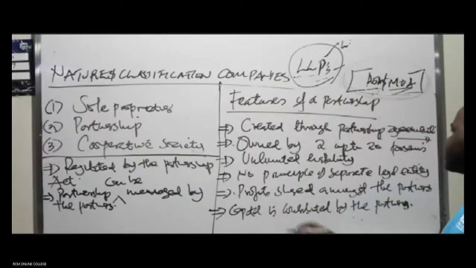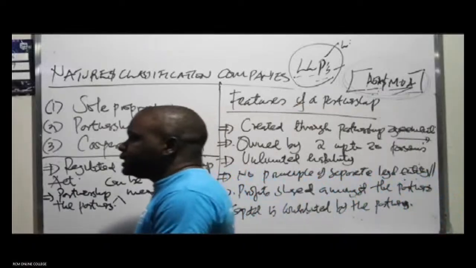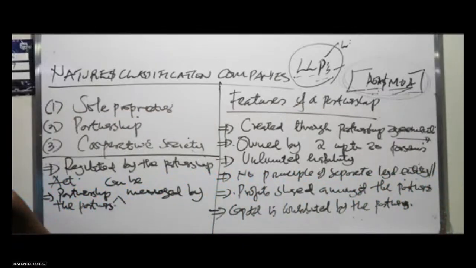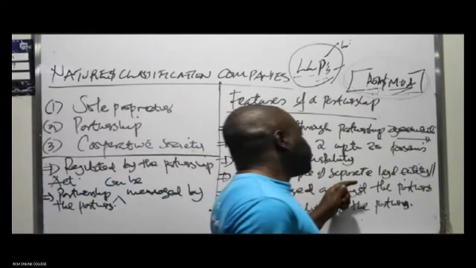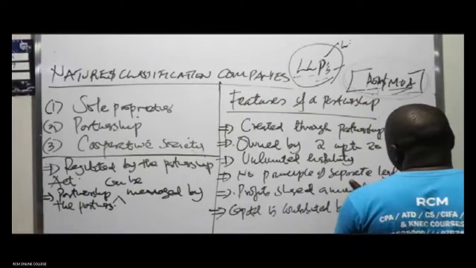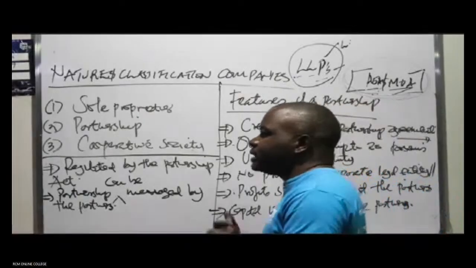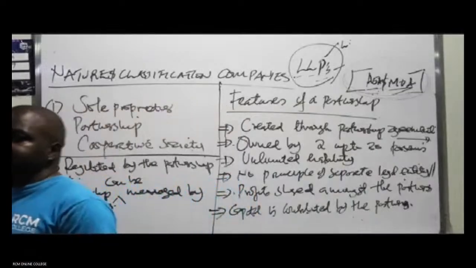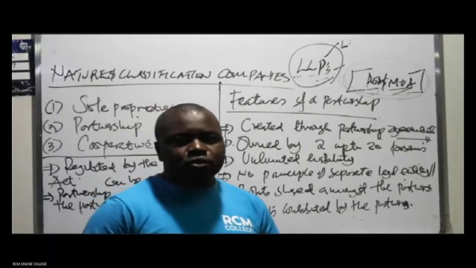Then there's no principle of separate legal entity in a partnership, but in a company, we do have it. For example, when assets are acquired in a partnership, they would ideally be registered in the names of all the partners. But in a company, they would be registered in the name of the company. So we don't view a partnership as distinct and separate from the partners themselves. They are one and the same person. It doesn't occur in a company.